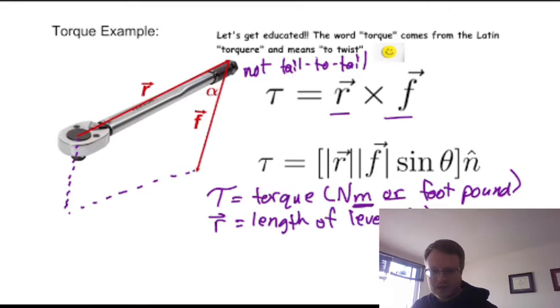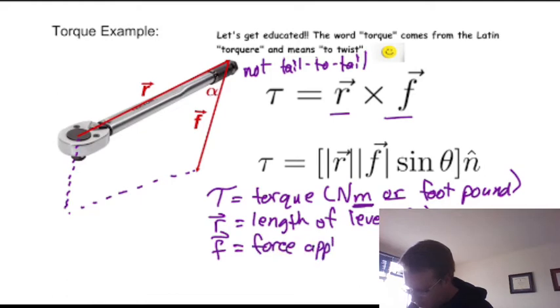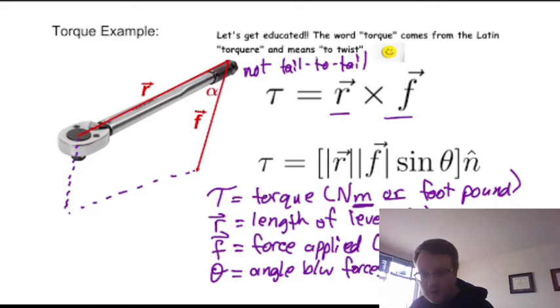F is going to be our force applied, and force is measured in newtons. So notice we're going to multiply r and f. We're going to multiply newtons and meters to get our Newton meters for our torque. And theta, or alpha, or whatever we're labeling it, we'll stick with theta for now, is our angle between the forces when they are tail to tail, which is not what we have here. So we're going to need to do a little bit of work.